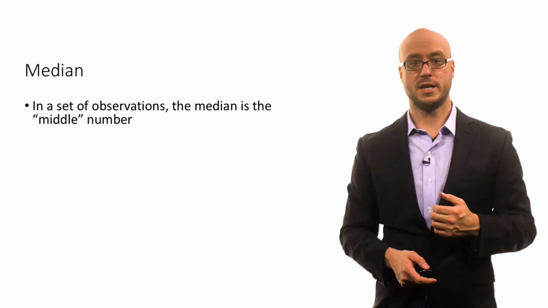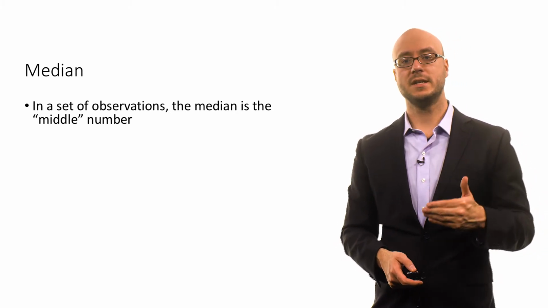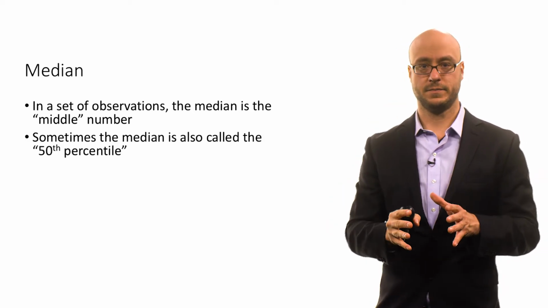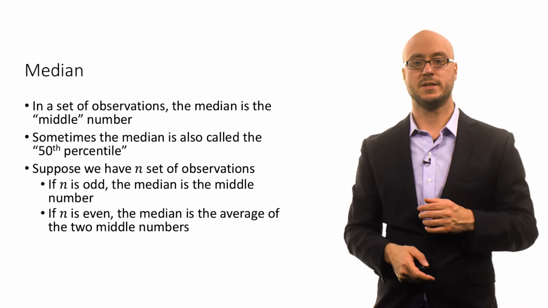This is another measure of central tendency besides the mean or average. The median is sometimes called the 50th percentile. In a set of observations, the median is the middle number, right? Otherwise known as the 50th percentile. The idea behind calculating the median is that you sort your observations, right? And when you have a set of n observations from some sample, if the number of observations is odd, the median is just the middle number. Right? If the total sample size is even, the median is going to be the average of those two middle numbers. A related idea is percentiles.